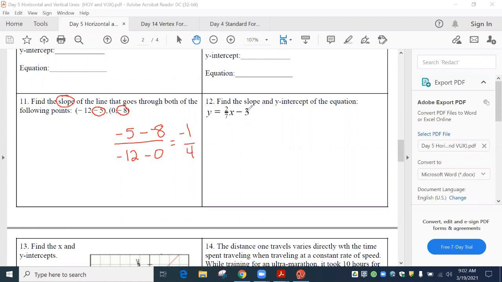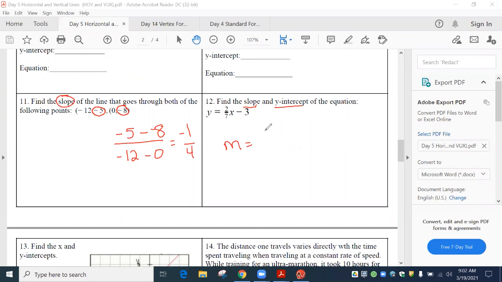All right. So find the slope and the y-intercept. Okay. So this right here is just like y is by itself. So the slope is always located in front of x. So yeah, the letter for slope is m. And so 2/7.